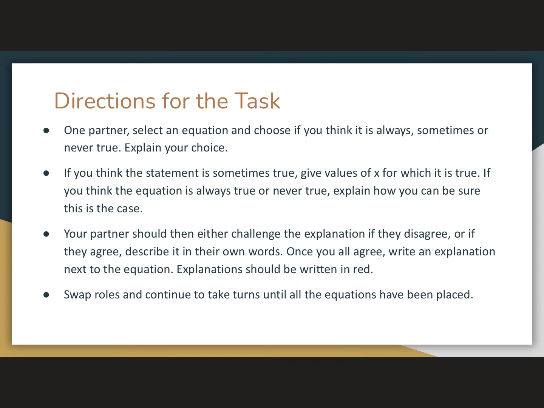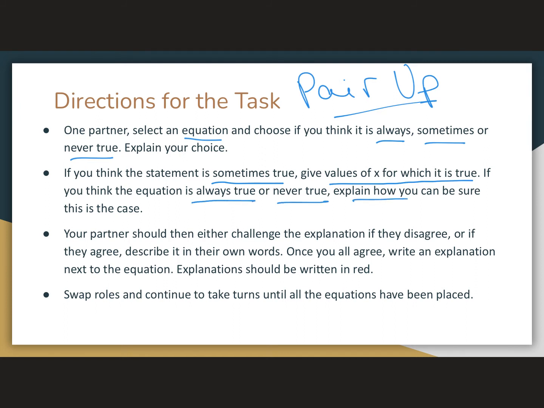These are your directions for your task. You're going to work in partners. You must pair up and make sure that both of your names are on the assignment. One partner will select an equation, choose if they think it is always, sometimes, or never true. They'll write that and explain their choice. If they think it is sometimes true, they're going to give values of x where it is true and where it is not true. If you think it is always true or never true, you're going to explain how you can be sure.